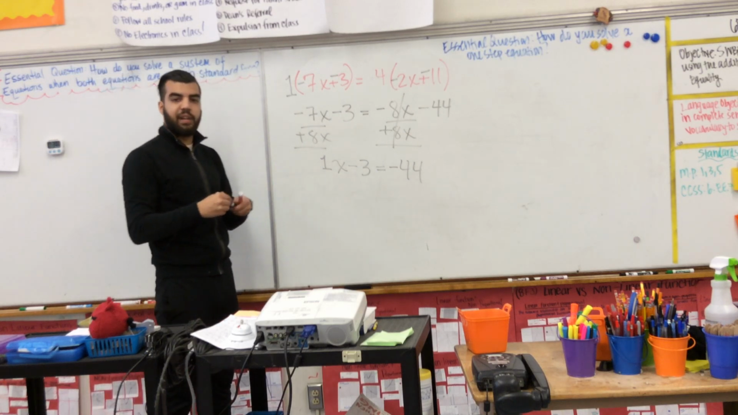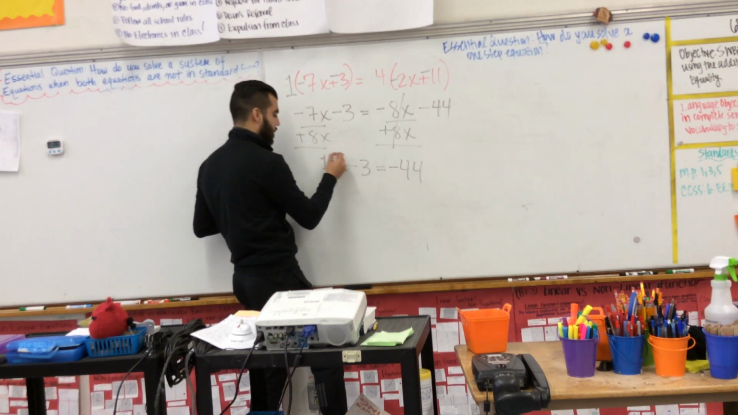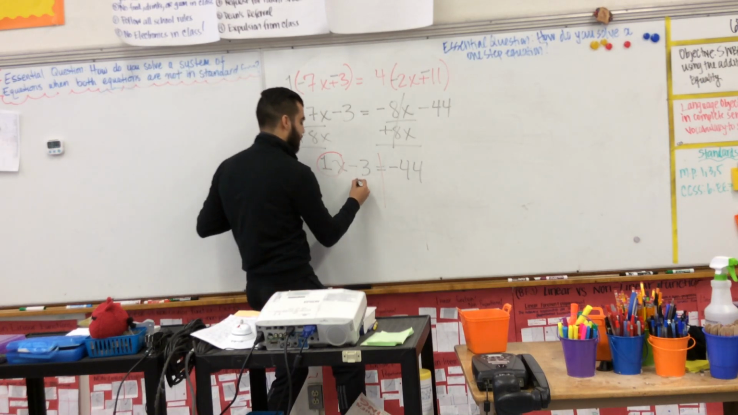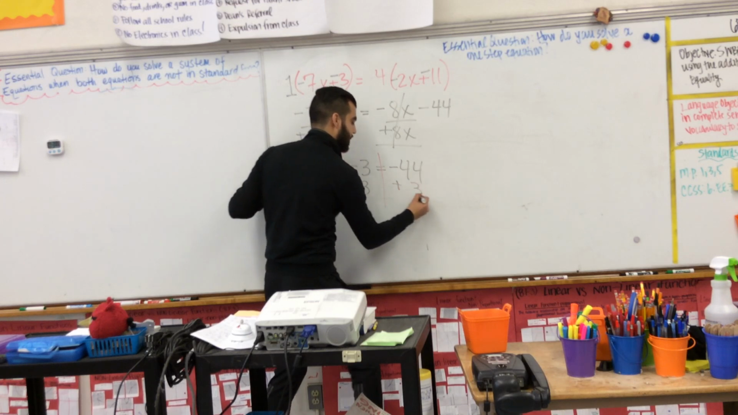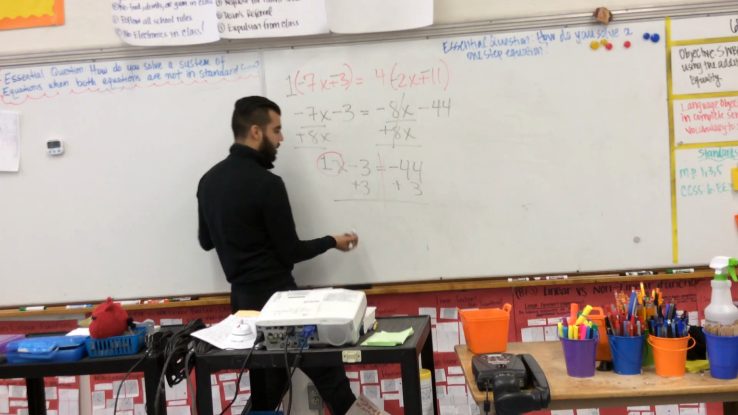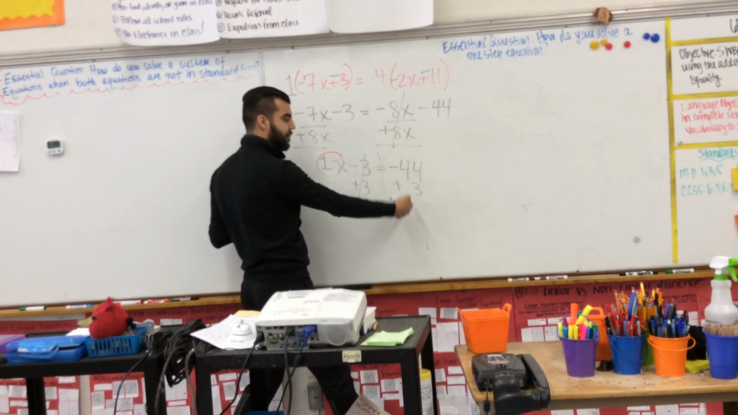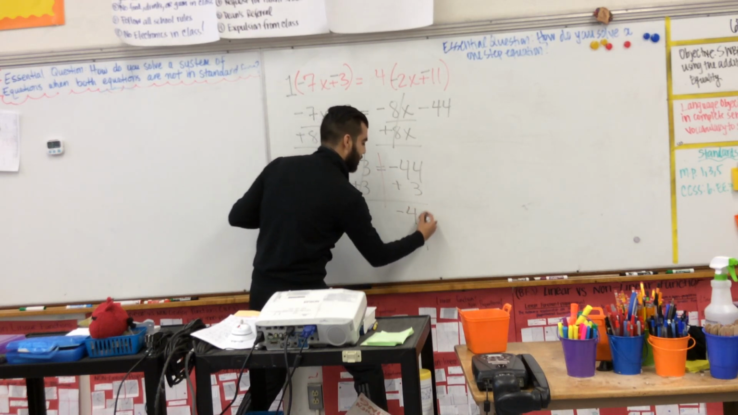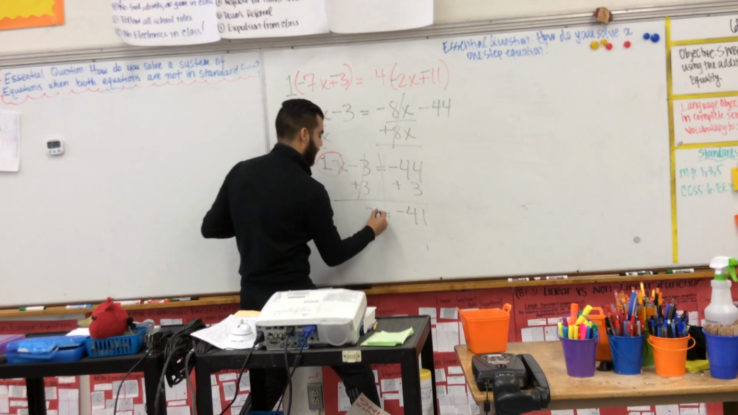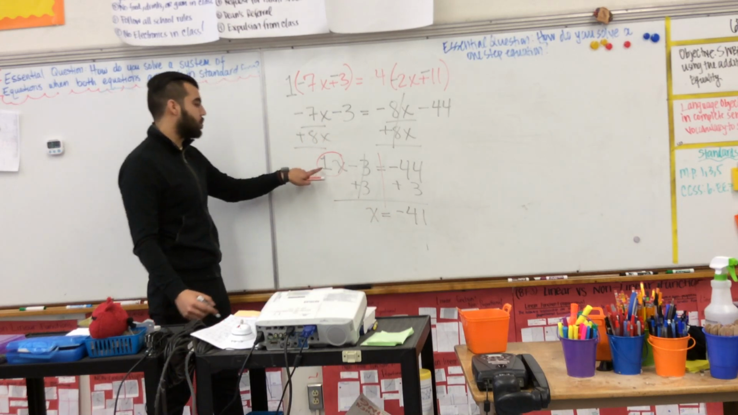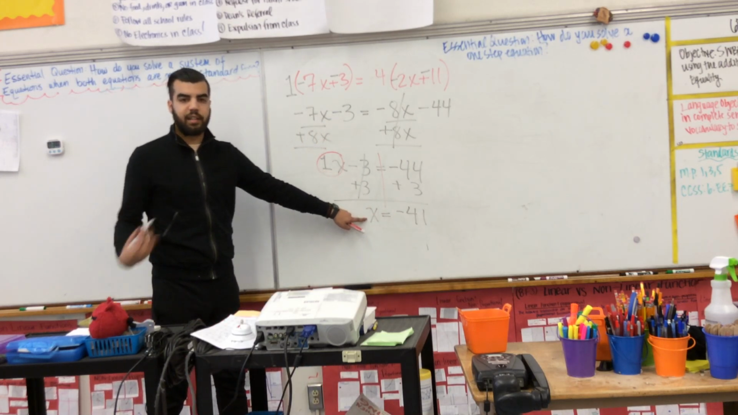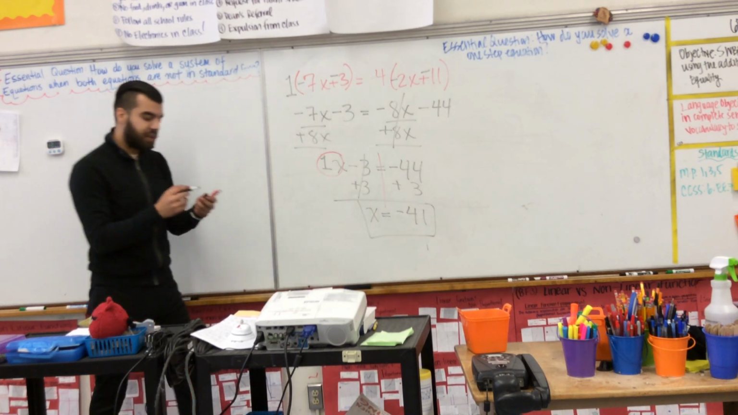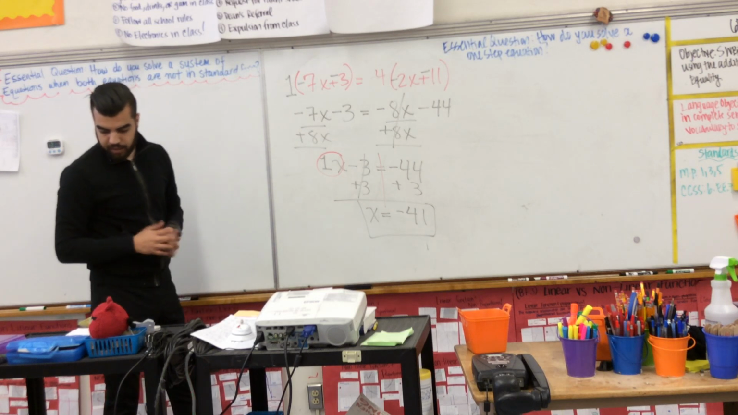Now, circle the variable and draw the barrier. So I'm going to add 3 to both sides. Plus 3, plus 3. This eliminates. 44 minus 3, since they're different signs, I get negative 41 equals x. Notice how I just wrote x because 1 times x is the same thing as just writing x by itself. So the answer is x equals negative 41 for this example.